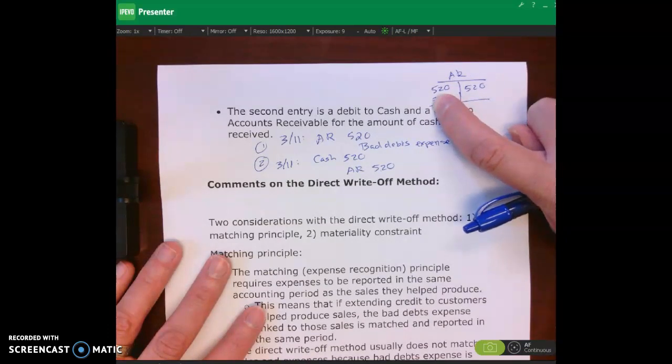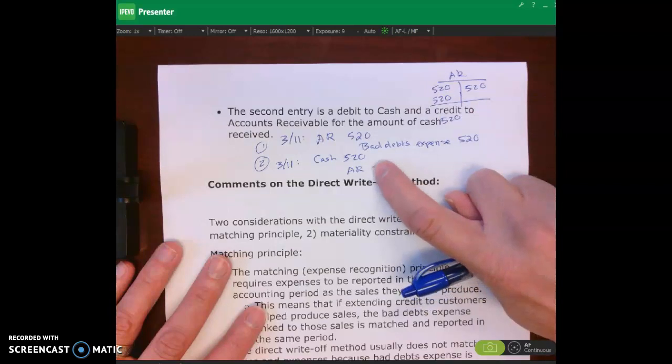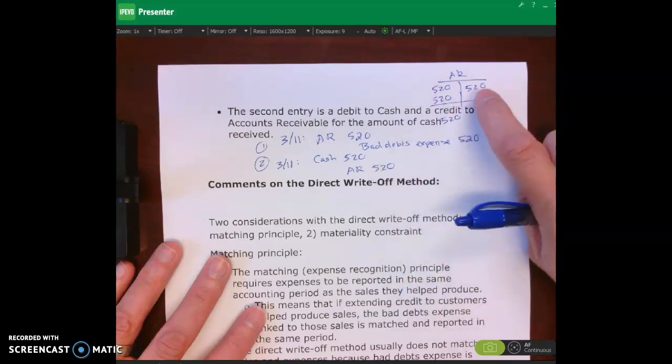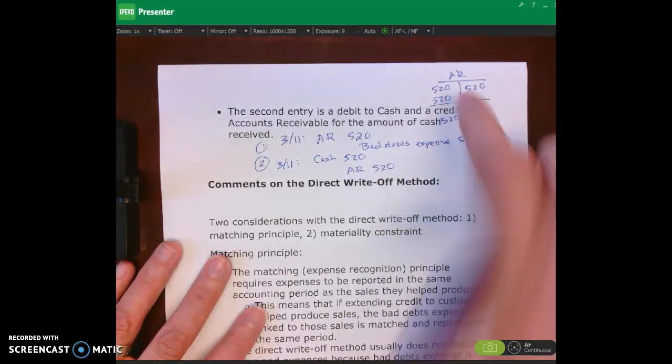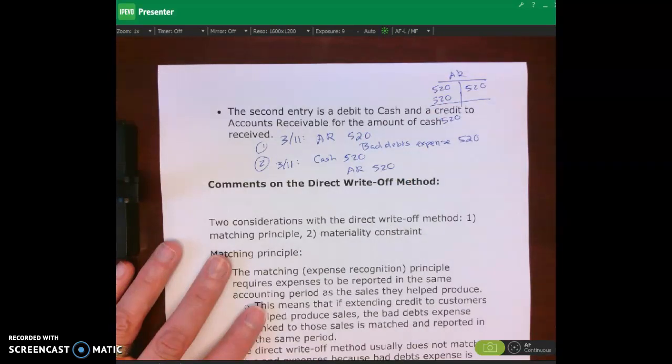So I can't recognize that the customer has paid me for an accounts receivable that has a zero balance. Okay, that's why I have to do this journal entry first to reinstate the accounts receivable before I recognize that the customer has paid it off.